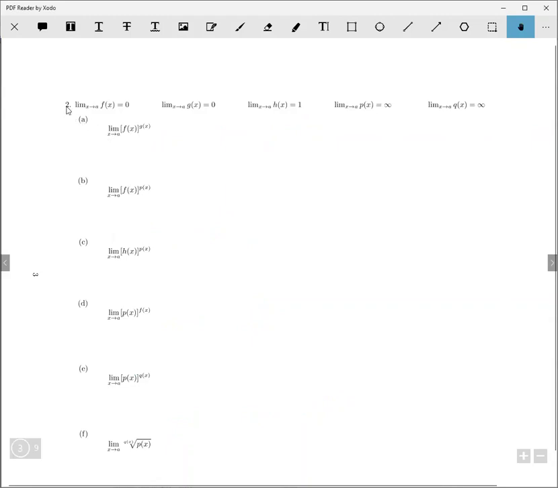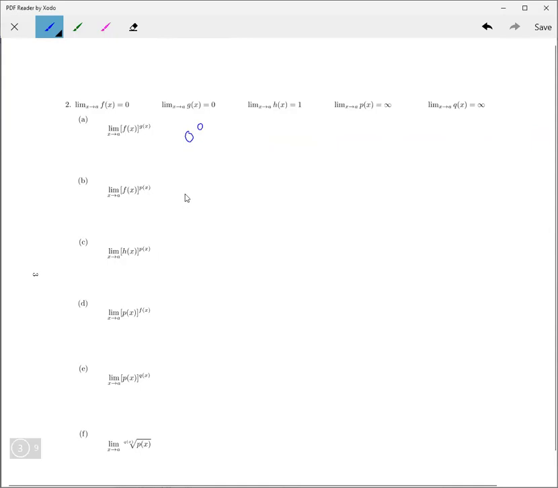Okay, number 2a. Here we have f of x goes to 0, and g of x goes to 0. So here we have 0 to the 0. And that one is going to be indeterminate. It's one of the indeterminate forms.